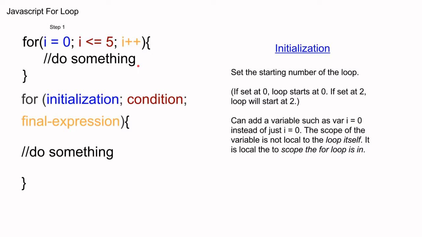And if you don't know what scope is, or you haven't heard that term, don't worry about it. Just focus on the for loop right now and just learn the basics before you move on to that. So that's it for initialization. So let's go ahead and move on to step 2, which is going to be condition.